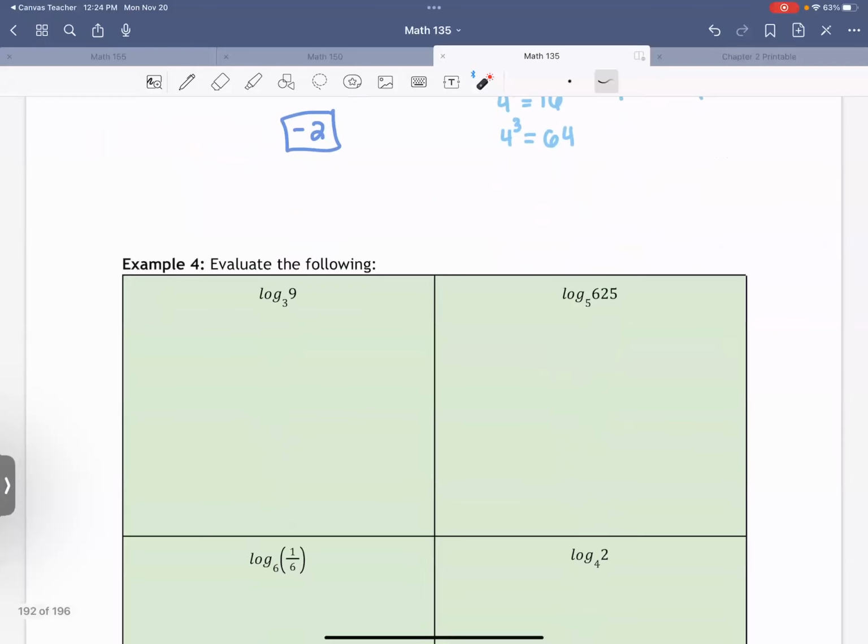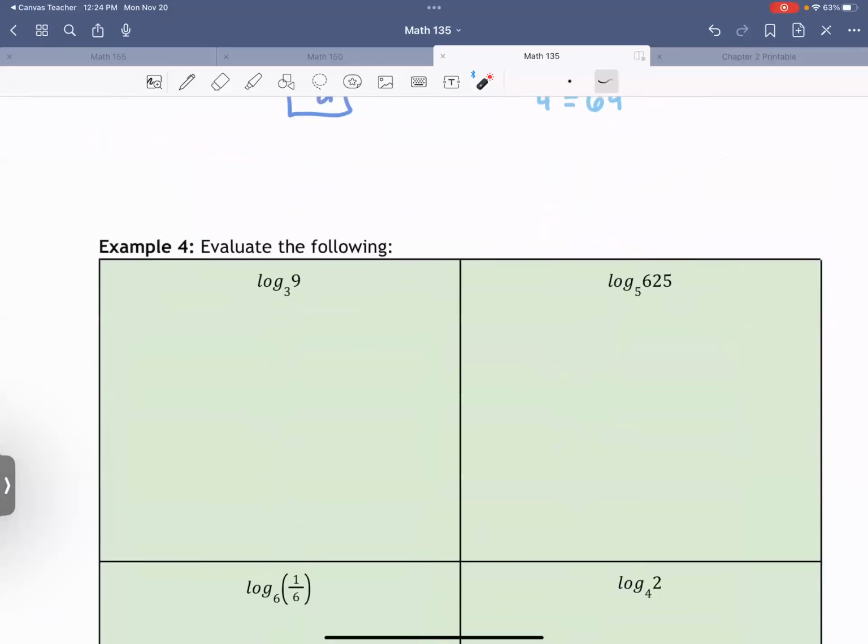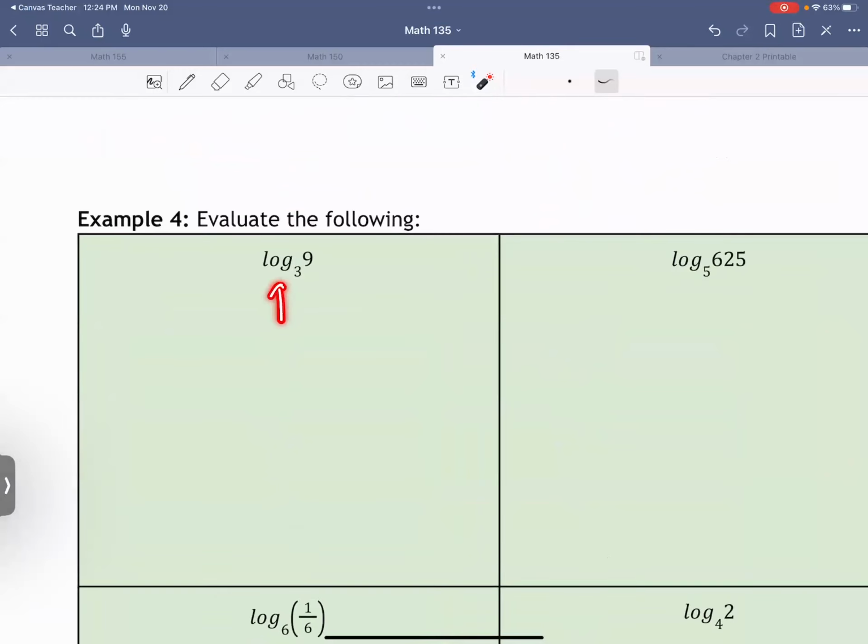All right, let's do some more. So let's do example 4. We want to do log base 3 of 9, right? Now, if I wrote this in exponential form, this is equal to question mark. How would I write this in exponential form? Perfect. And what power of 3 gives me 9? 3 to the second power. Perfect.